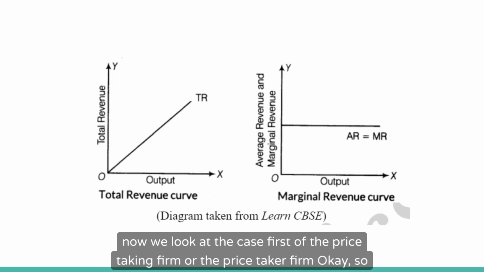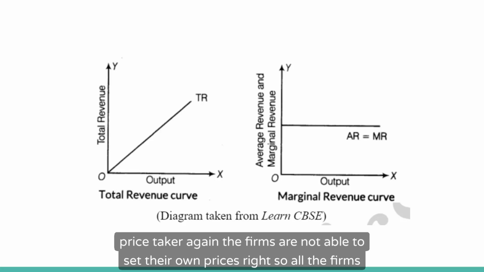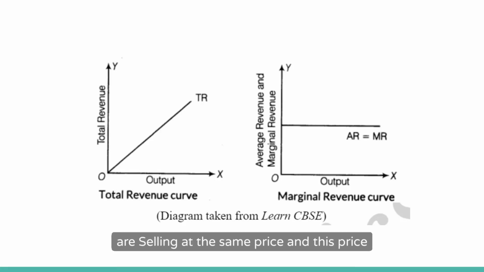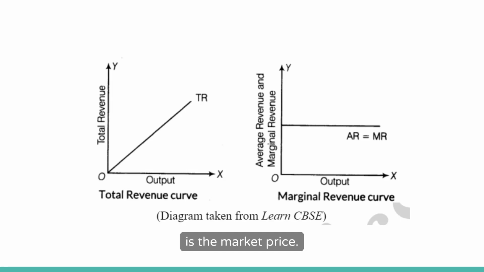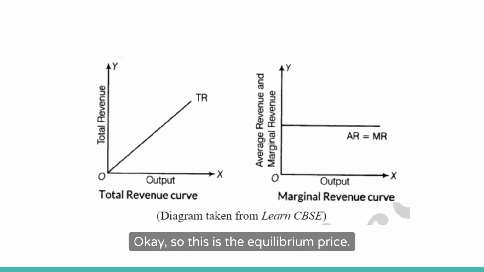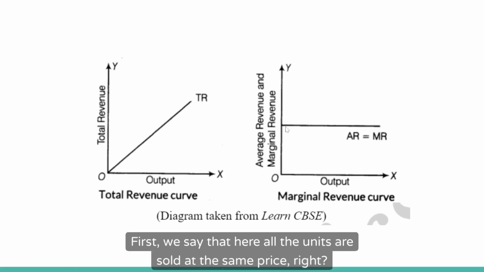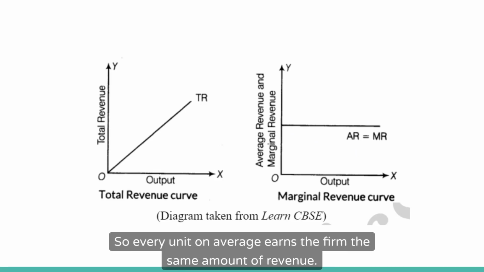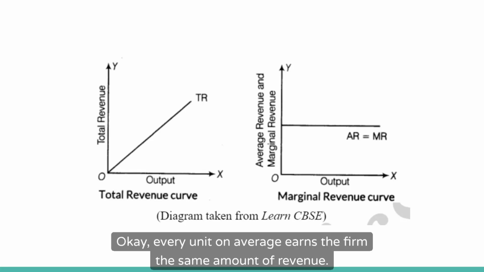Okay, now we look at the case first of the price taker firm. Again, the firms are not able to set their own prices. So all the firms are selling at the same price, and this price is the market price. Okay, so this is the equilibrium price. Now, we look at the diagram on the right side first. Here, all the units are sold at the same price. So every unit on average earns the firm the same amount of revenue.